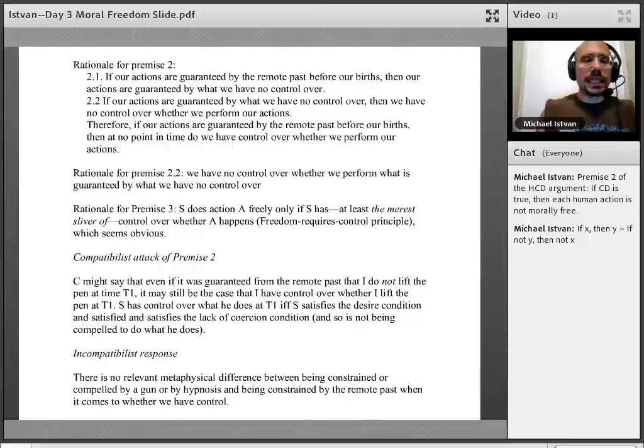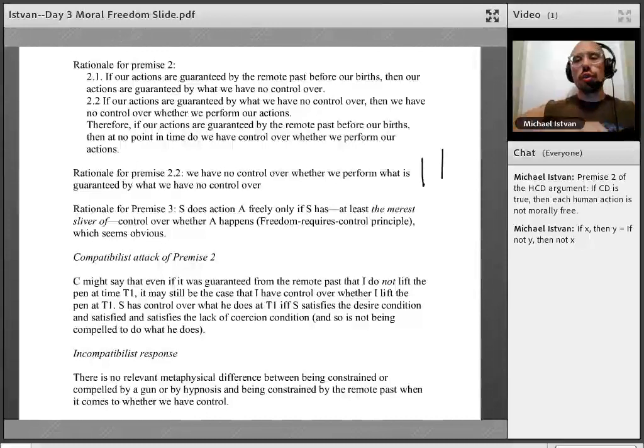2.2, the control version, is simply an expression of the transfer principle for lack of control. We looked at the transfer principle for lack of ability. Now we're looking at the transfer principle for lack of control. It simply says that we have no control over whether we perform what is guaranteed by what we have no control over. Economically put, you can't be any more decisive than that, it seems.